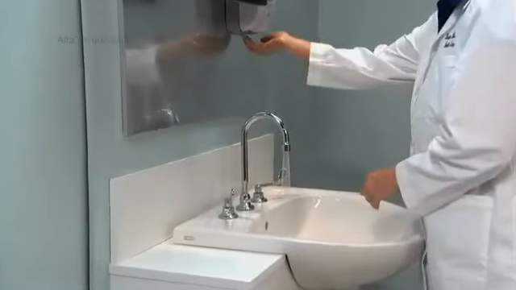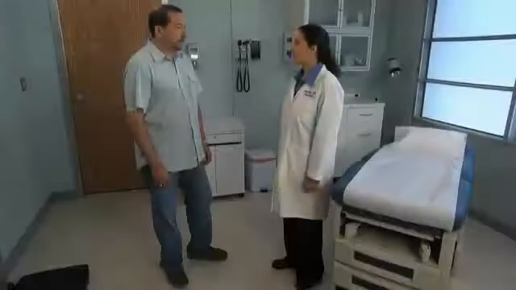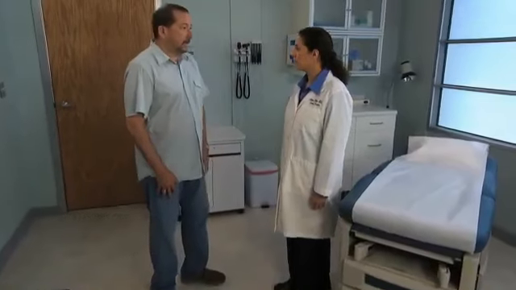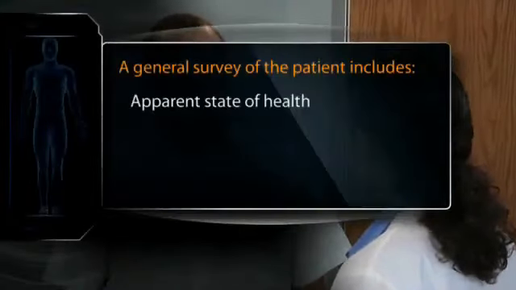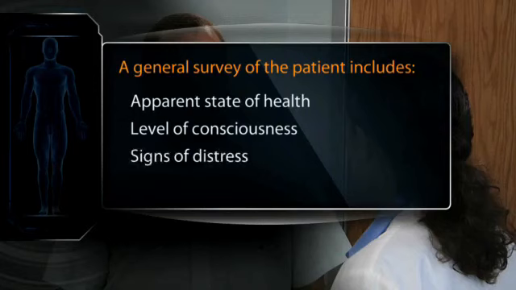With the patient's health history in mind, and after good hand hygiene, you are ready for the general survey. Through study and repetition, the examination will flow more smoothly, and your technique will become more proficient. Typically, the physical examination begins with the general survey of the patient. This includes apparent state of health based on observations throughout your encounter, and level of consciousness. Is the patient awake, alert, and responsive to you and others? Signs of distress: does the patient show evidence of cardiac or respiratory difficulties, pain, anxiety, or depression?